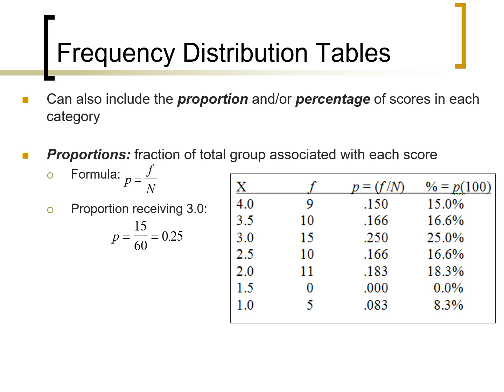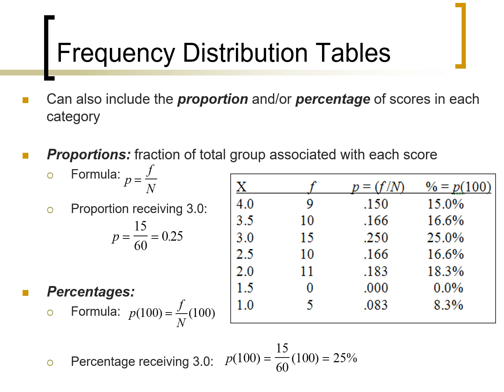For a more concrete example, we want to know the proportion of scores, relative to the total scores, that have a value of 3.0. We plug in the values: our population size 60, and the number of scores, or frequency of scores, of 3.0, which is 15. Then we reduce that down and we get 0.25. So that's the proportion of scores receiving a 3.